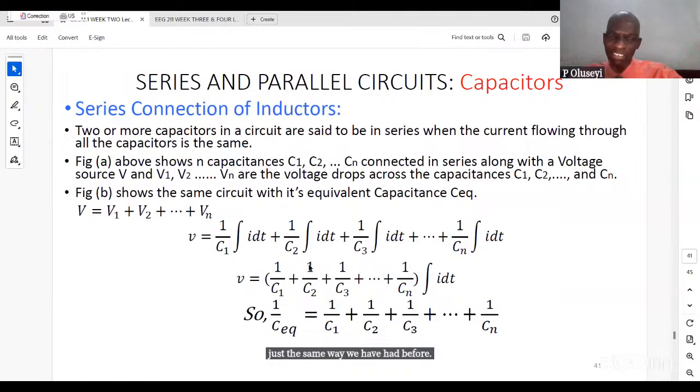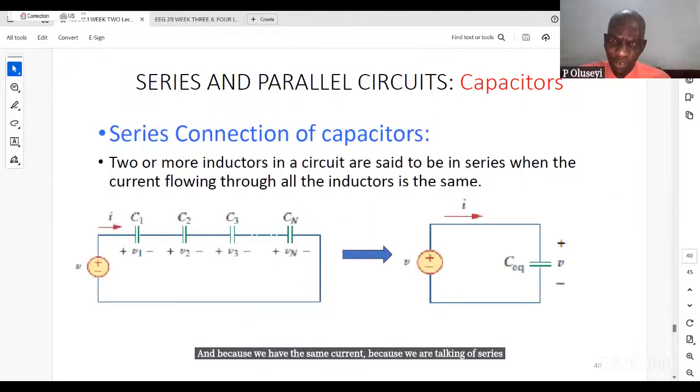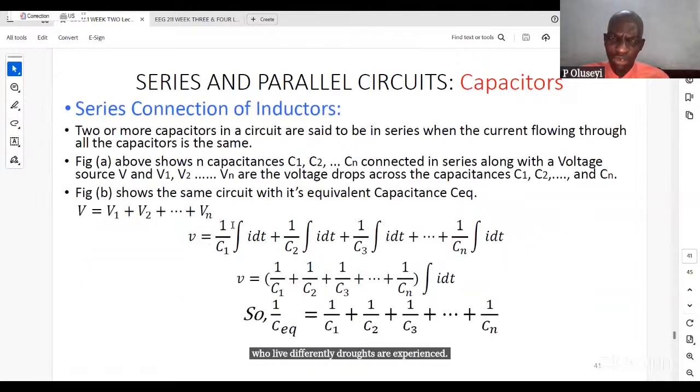So for the capacitors, this is the equation you know very well. Some of you can even express it better than me. So V is equal to 1 over C integral of I dt. And because we are talking of series, just like before, the same current is flowing through them, only different voltage drops are experienced. So we have 1 over C1 integral of I dt, 1 over C2 integral of I dt, 1 over C3, and so on and so forth.